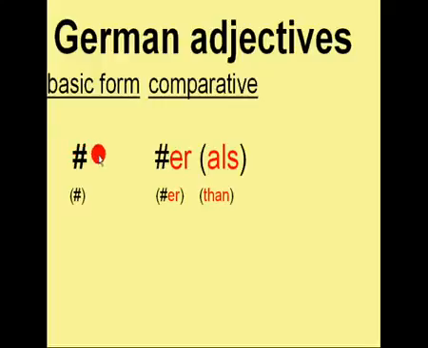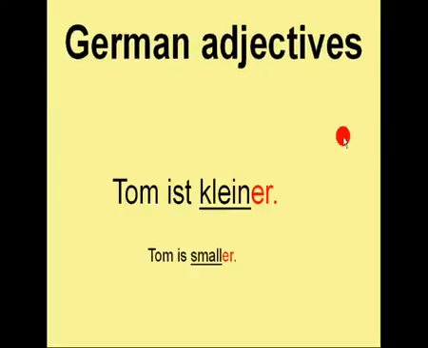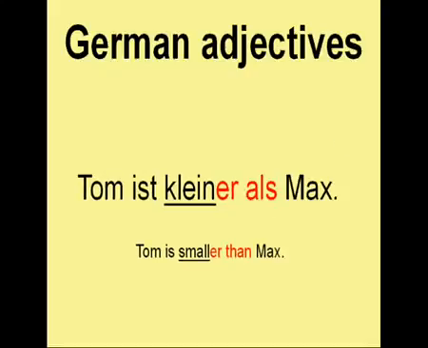From now on I will use this sign as a placeholder for every adjective. So if you want to have the comparative form of an adjective, just like in English, add an er at the end of the adjective. And for the word then, use the word als. An example sentence for the comparative form of an adjective would be Tom ist kleiner, which means Tom is smaller. And in combination with the word als, Tom ist kleiner als Max, which means Tom is smaller than Max.